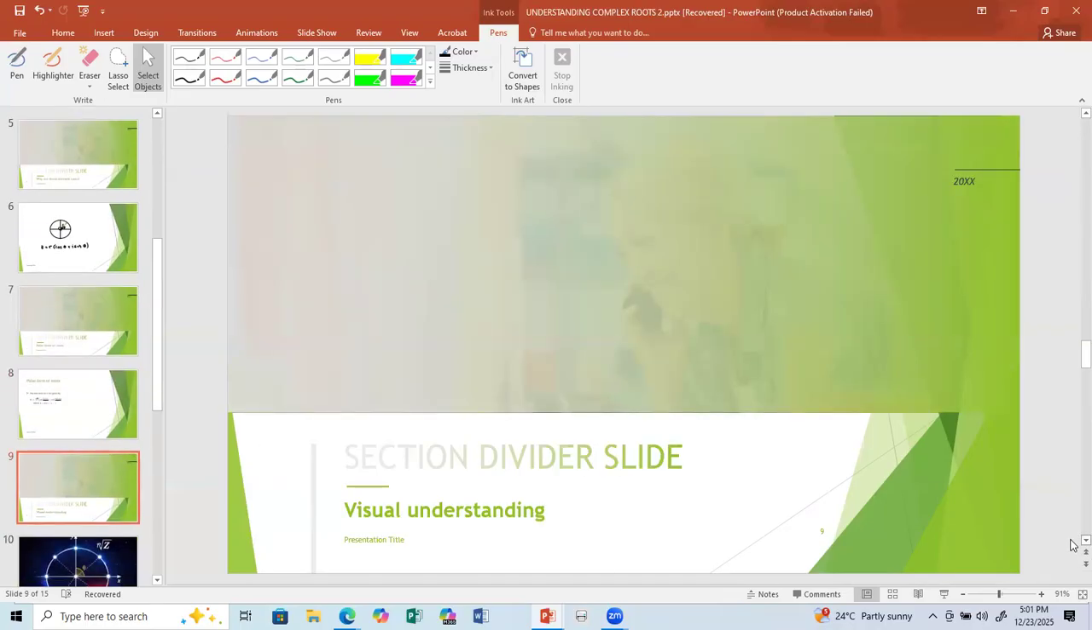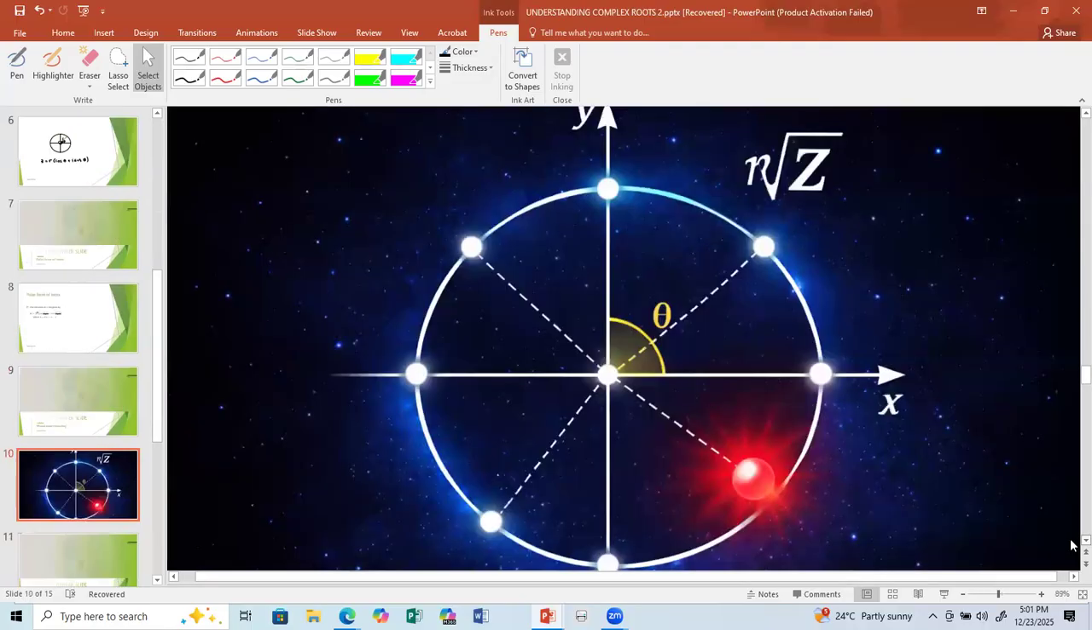Now, before we show you how to use this formula, let's have a look at the visual representation of what we call the nth root of a complex number. So here on this diagram, we have our Argand diagram. We have the real axis here and the imaginary axis here. These white dots represent the nth roots of a complex number, with modulus the nth root of r.